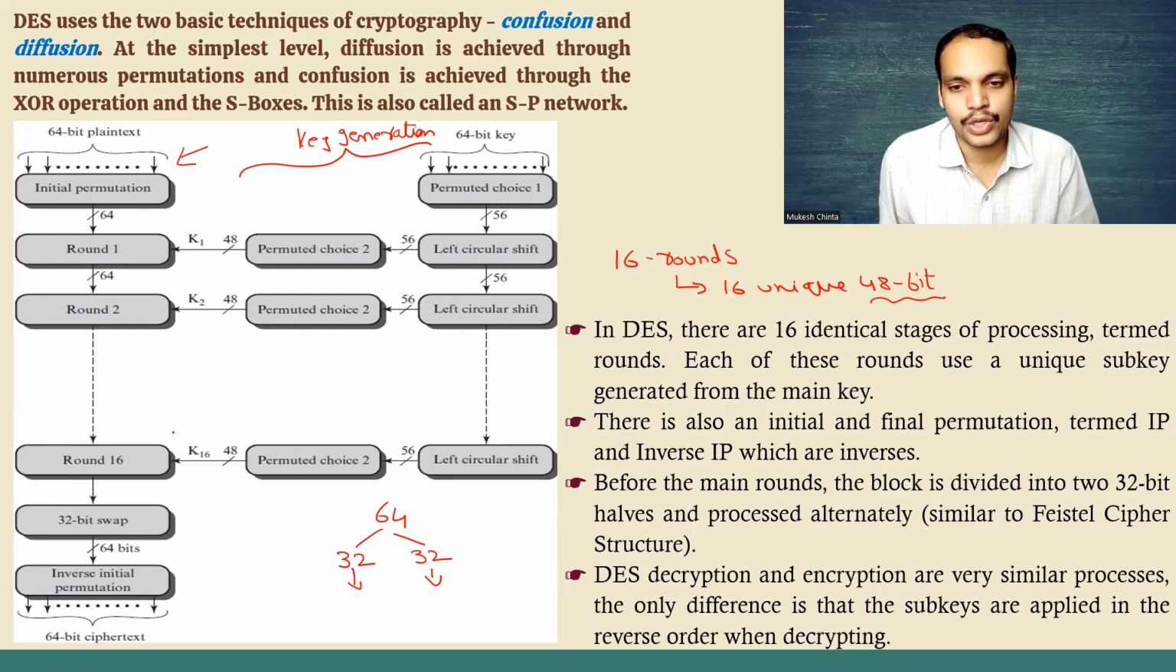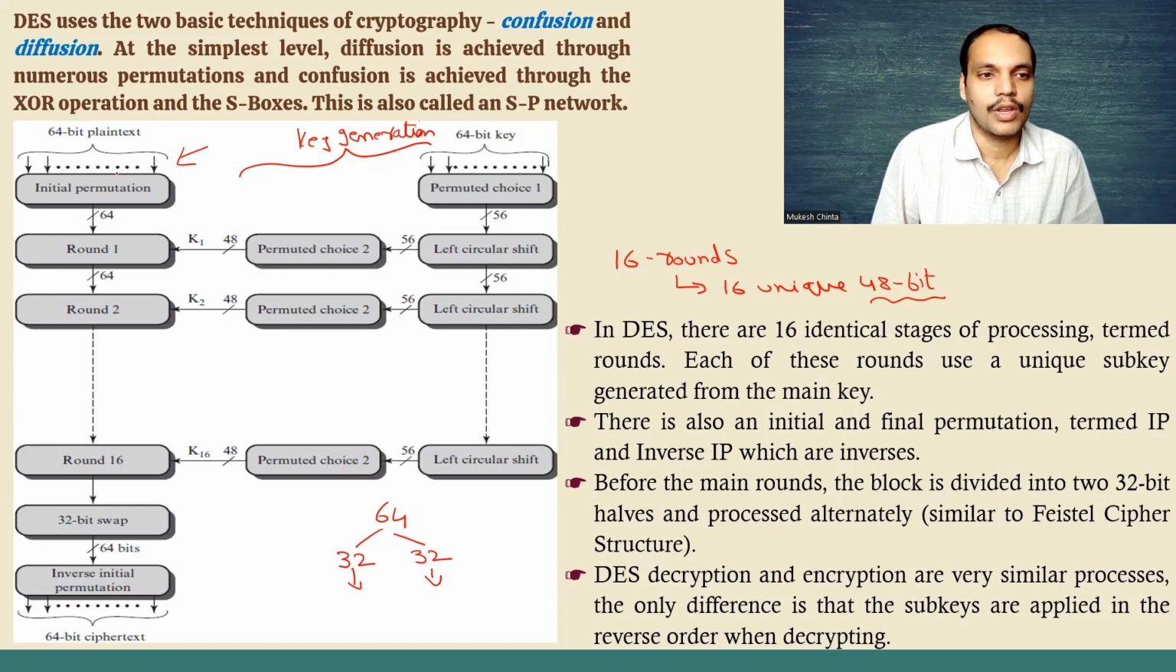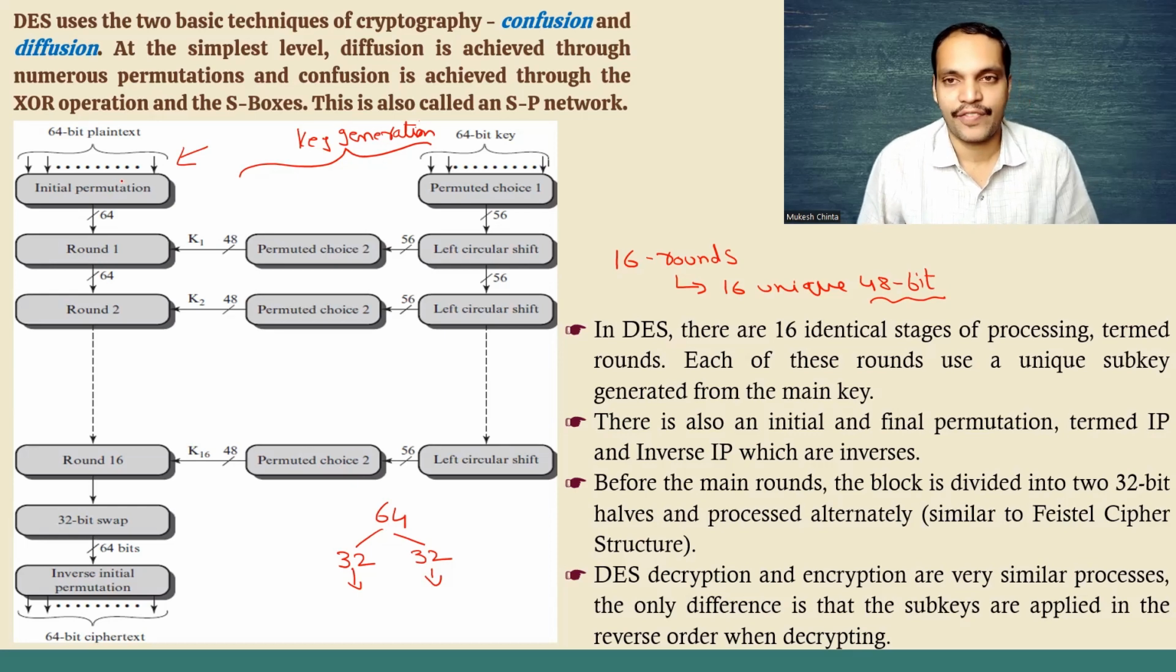So DES decryption and encryption are very similar processes. The only difference is that the subkeys are applied in the reverse order while decrypting. We have the same rounds again, but the only difference is that where we use the first subkey in round 1 during encryption, during decryption, we use the 16th subkey in round 1. That is the only primary difference between DES encryption and decryption.